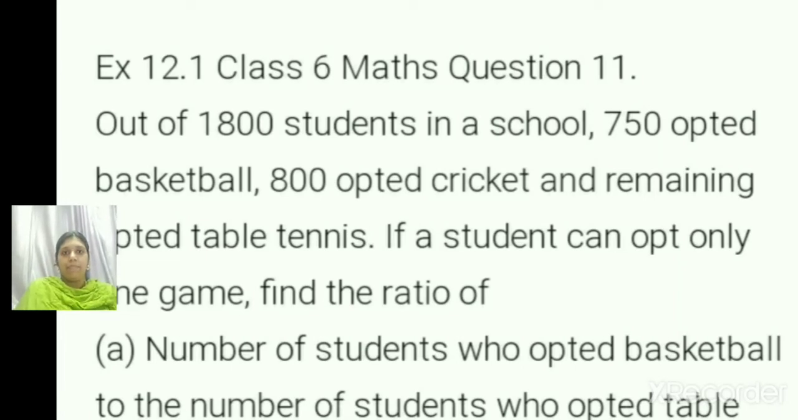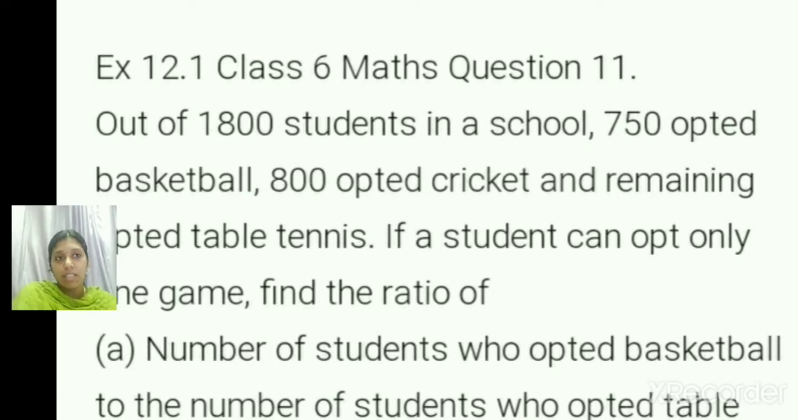Question number 11. Out of 1800 students in a school, 750 opted basketball, 800 opted cricket, and the remaining opted table tennis. If a student can opt only one game, so out of those 1800 students in a school, the different games have been opted, and each student can opt only one game, that is the condition.